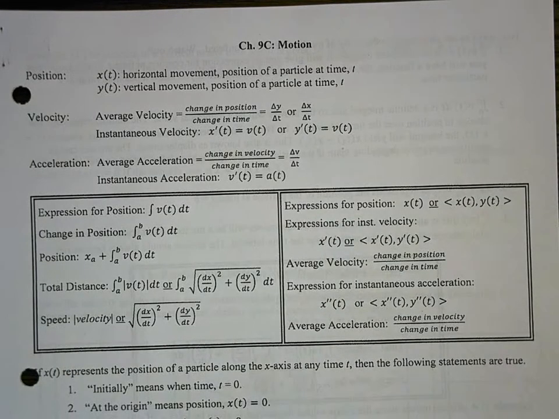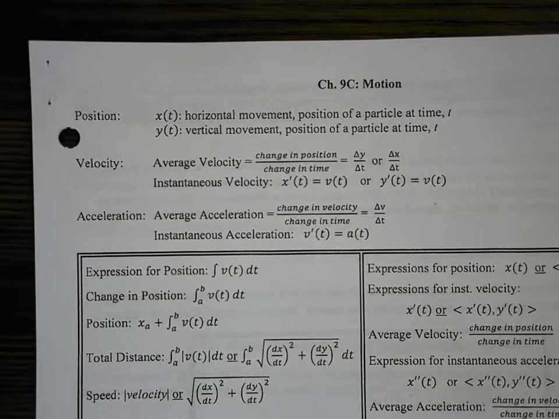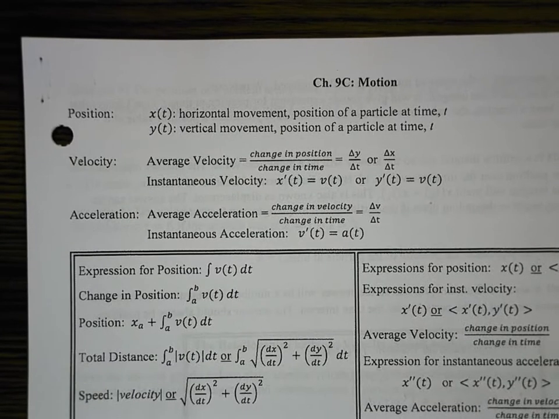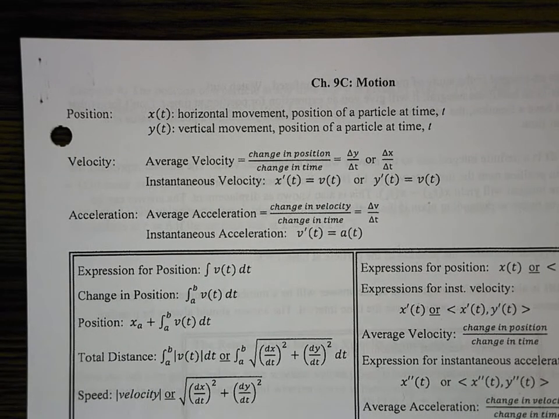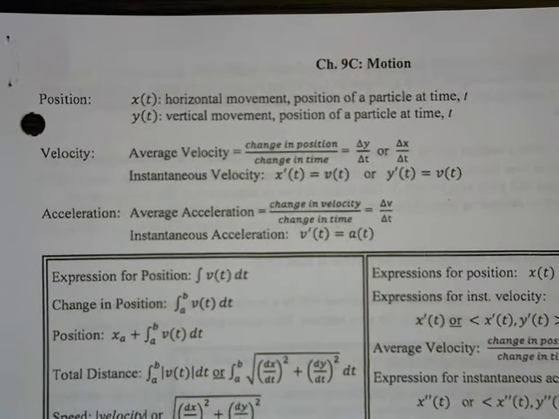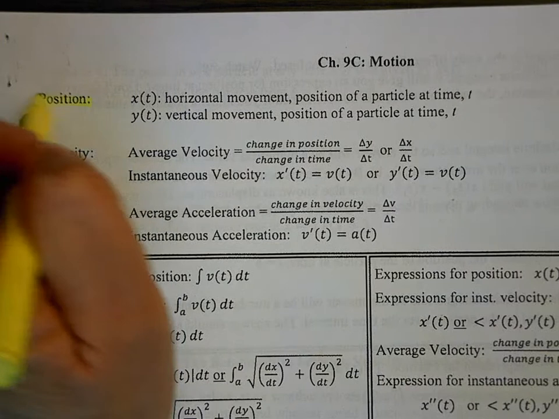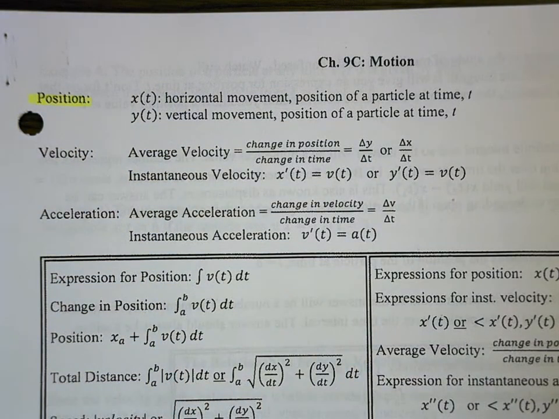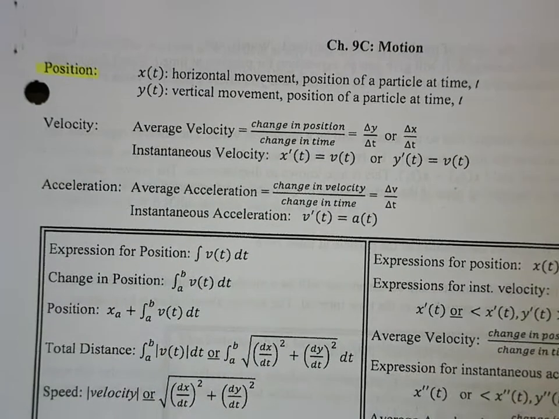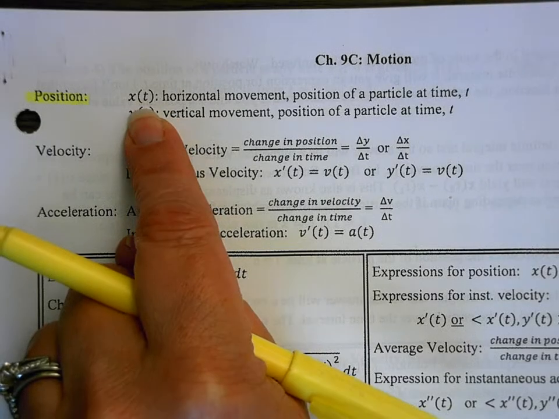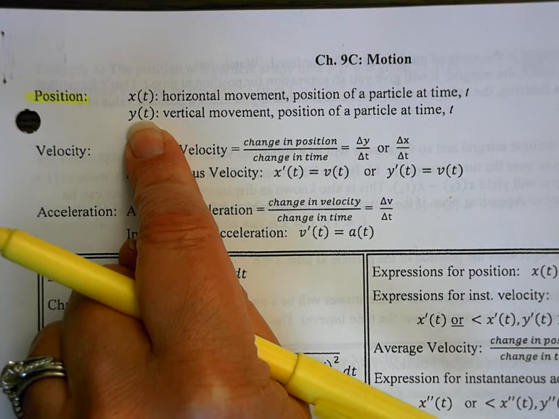Okay, so this was our last packet for AP Calc BC, chapter 9, third packet, and that was particle motion. Our beginnings here is just what are the three different motions that we have to be aware of. So we have our three equations: position, velocity, and acceleration. With position, typically we are only going to be working in one direction, typically horizontal or vertical. So if we have horizontal movement, we would just use x of t, vertical movement, y of t.